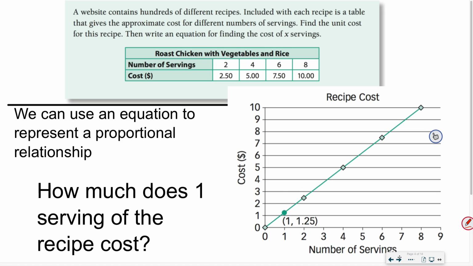So we can use an equation as well. We have the table, we have the graph. We're going to write an equation for this situation as well. But before we do that, how much is 1 serving of this recipe? 1.25. And how do we know that? I'm dividing $2.50 by 2. Okay, so if we know that $2.50 is how much it is for 2, we can divide $2.50 by 2. On the graph, where would you look for that?